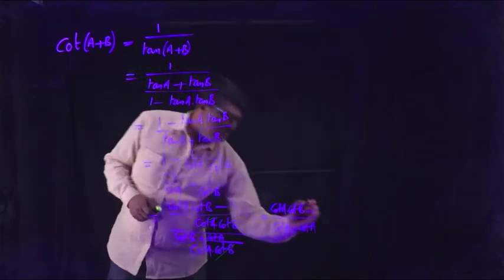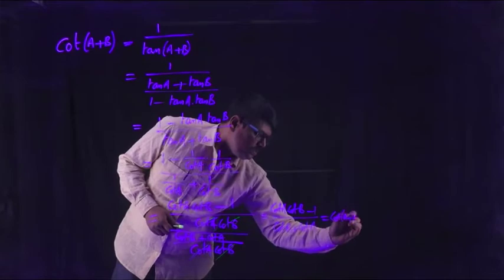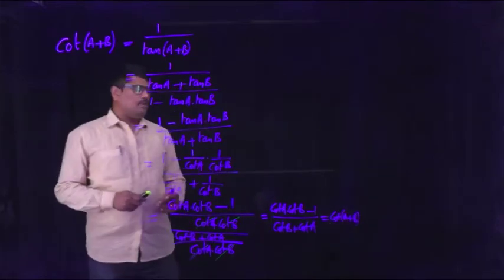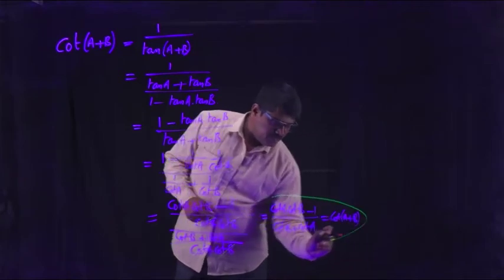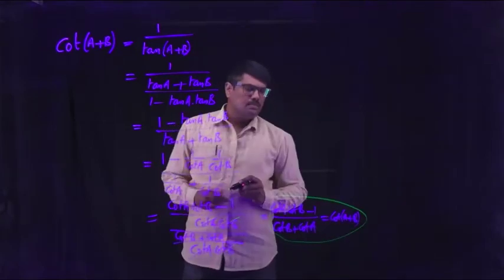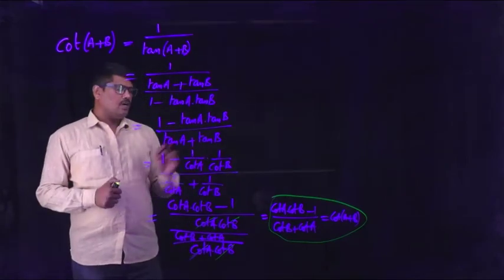So that is equal to cot of A plus B. You have to remember the formula for cot of A plus B like this: cot A cot B minus 1 by cot B plus cot A. This is the formula for cot of A plus B.